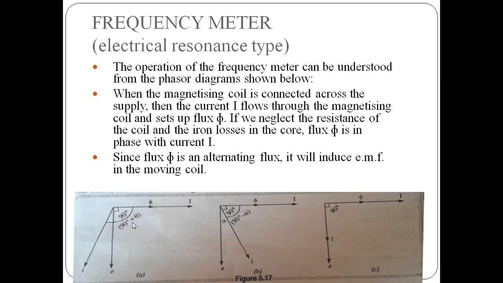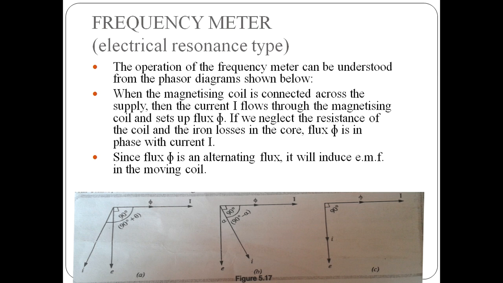In this diagram, when the magnetizing coil is connected across the supply, the current I flows through the magnetizing coil and sets up flux phi. If we neglect the resistance of the coil and the iron losses in the core, flux phi is in phase with current I. Since phi is an alternating flux, it will induce an EMF in the moving coil.